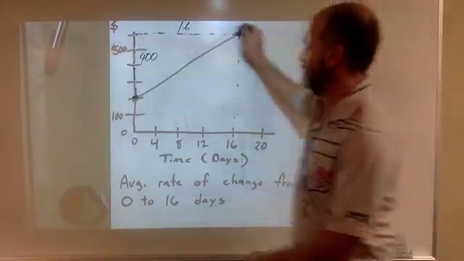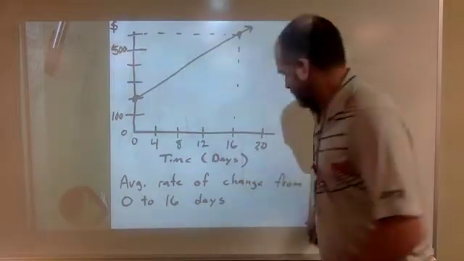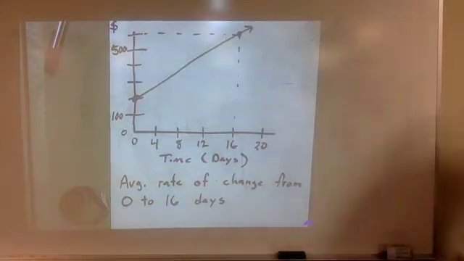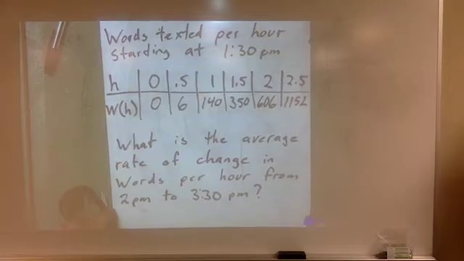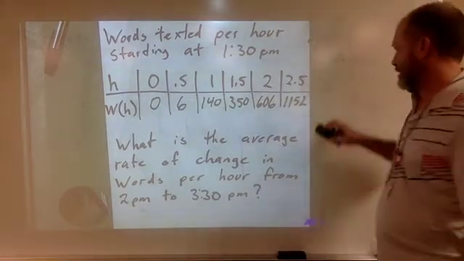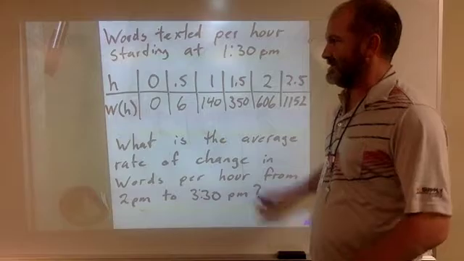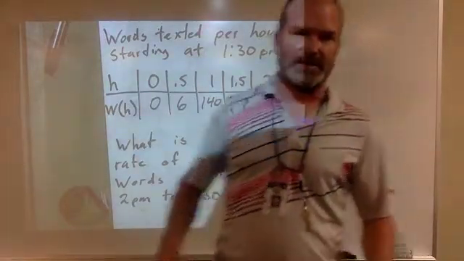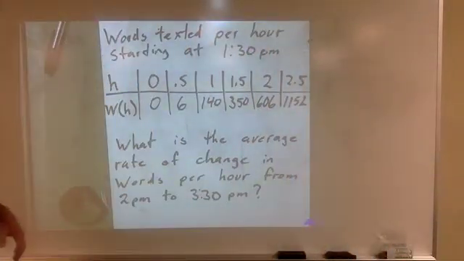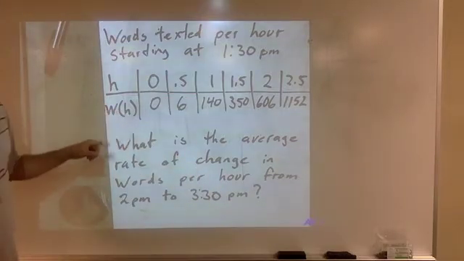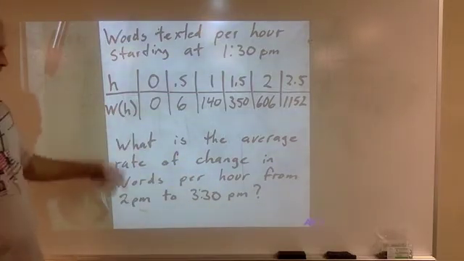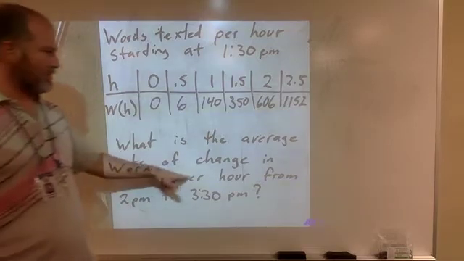All right, let me show you one more way. And it's not really new. It's a table going straight across like that first one. But they really try and make it tricky in the X column. So like that first one, it's not X and Y. It's H, which stands for hours. And it's W per hour, words per hour. What is the average rate of change in words per hour?